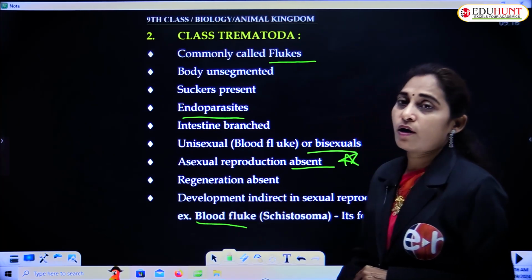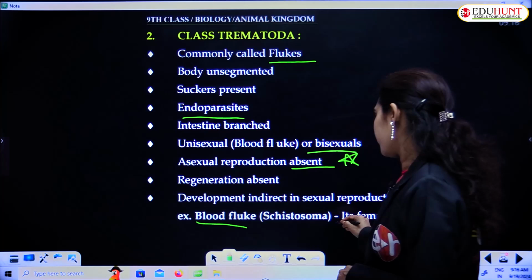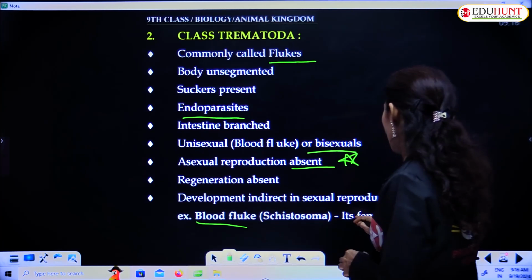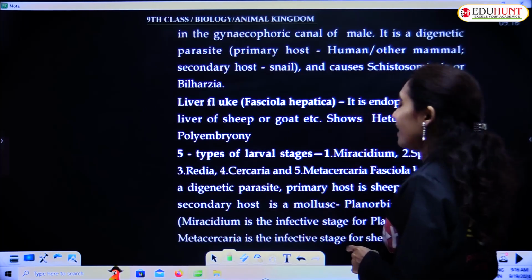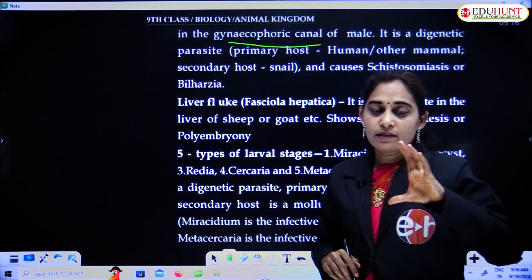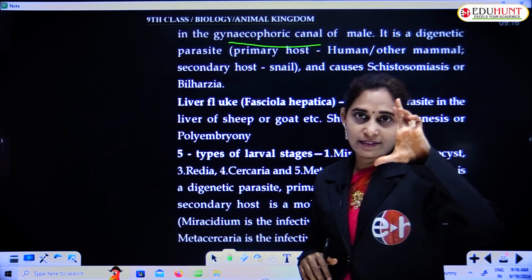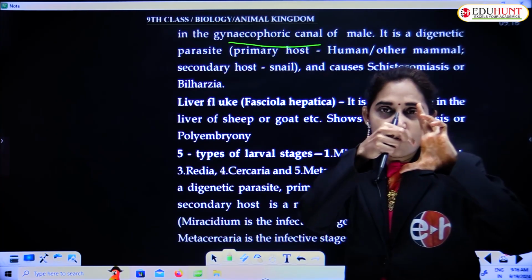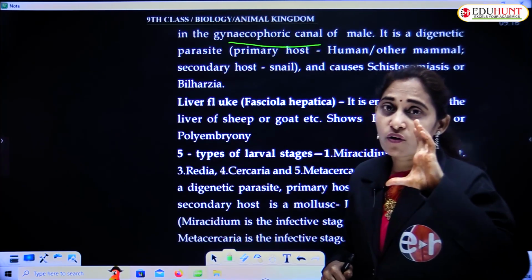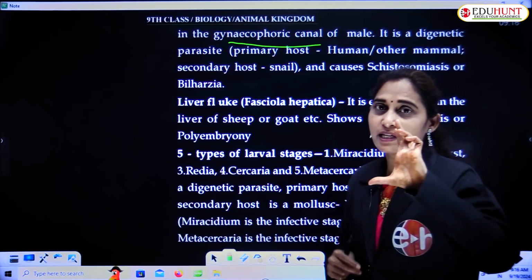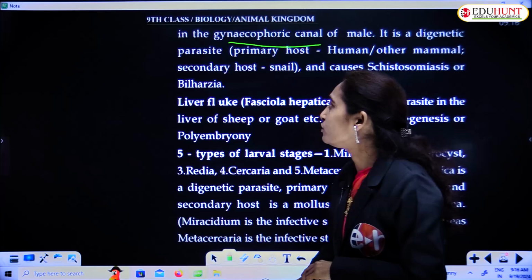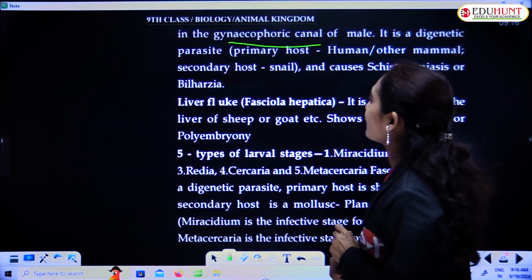An example is the blood fluke called Schistosoma, and the species is haematobium. In Schistosoma, the female individual lies within the gynecophoric canal of the male. The male individual is like this. In the gynecophoric canal of the male individual, the female individual lies. The male has a small canal in the body, and in that canal the female individual lies. So it is a digenetic parasite.